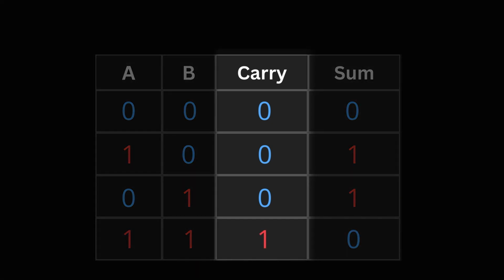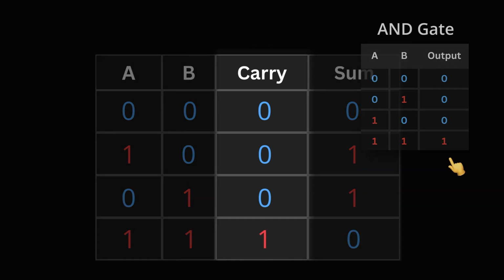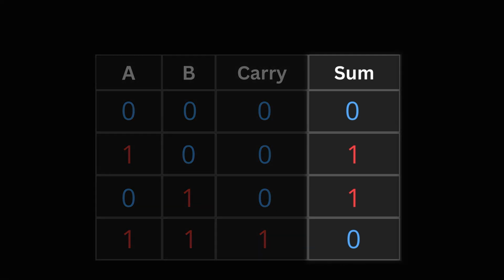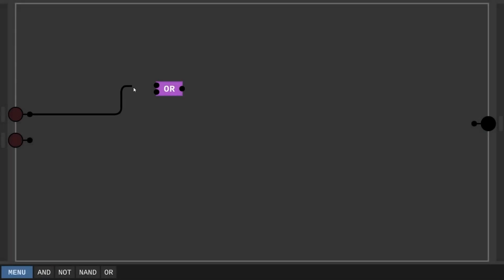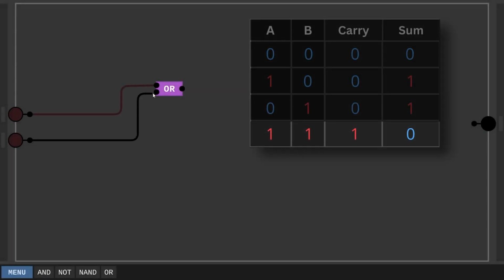If I add 1 and 1, carry is 1 and sum is 0. Looking at the carry column, it's exactly like an AND gate. The sum column is similar to an OR gate, but with a 0 at the end. I'll use this OR gate as a starting point here. I just need to turn off the output when both inputs are on.